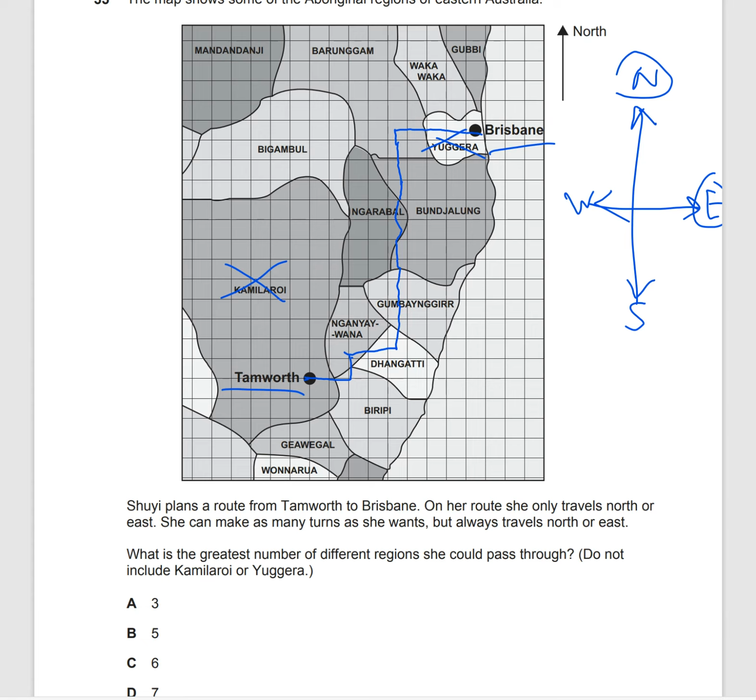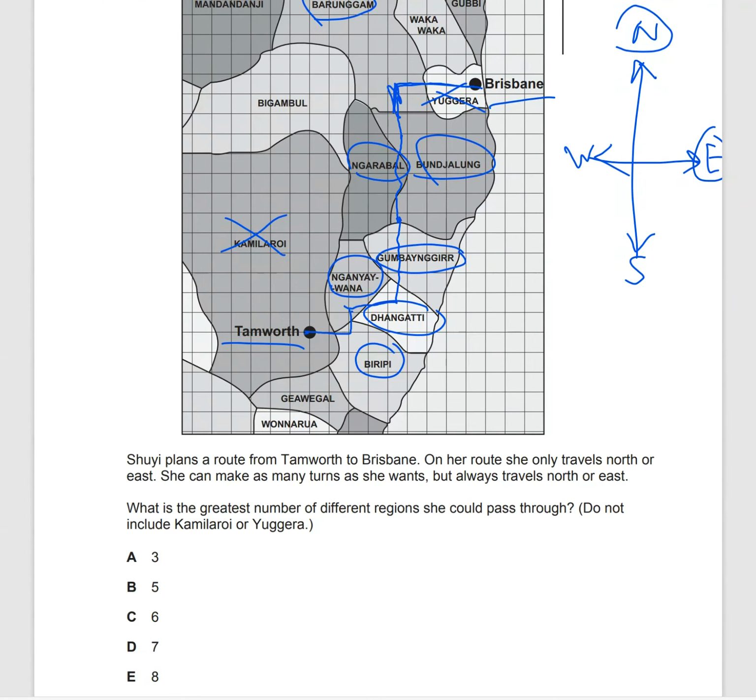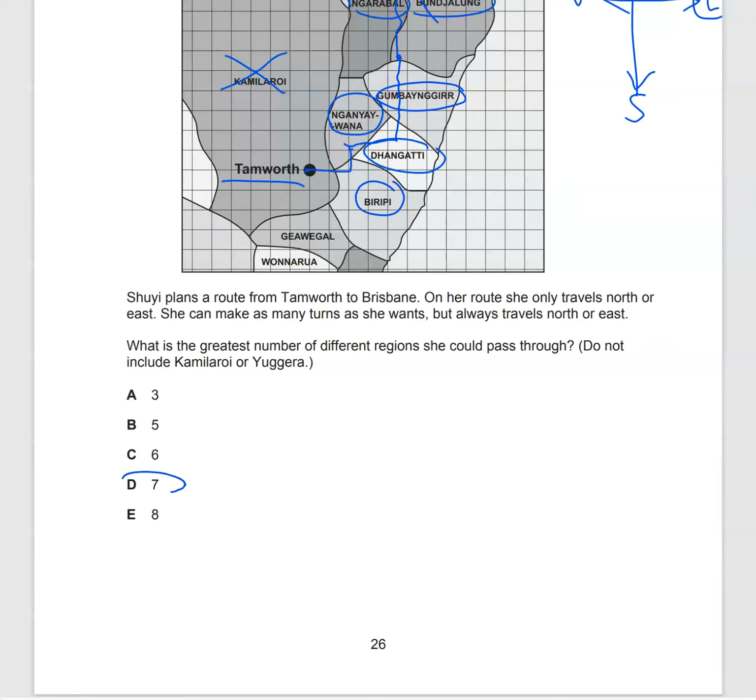So how many did we enter into? Well, we did 1, we did this one, 3, 4. We actually entered the Bundajalong here, so 5, and then 6 we did a little bit of Nagaraba, and then we actually also did 7 Barungam by entering into here and crossing over like that. So that's a total of 7, not including the ones we started or ended in, and that will make the answer D.